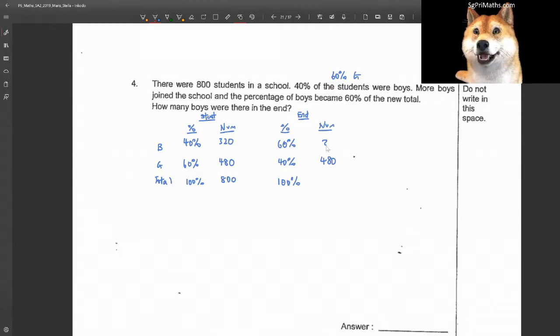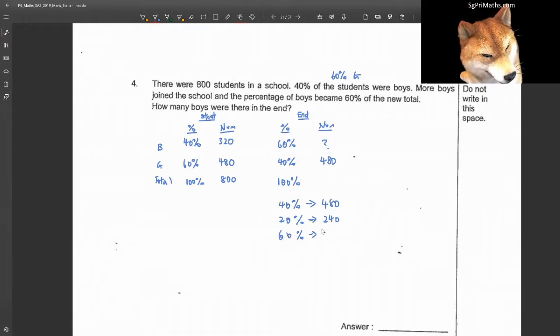So now we need to find this. In this case, we know that 40% of the new total gives you 480. Then in order to find 60%, I find 20% first, which is 240. Then for 60% you multiply by 3. This will give you 720 boys.